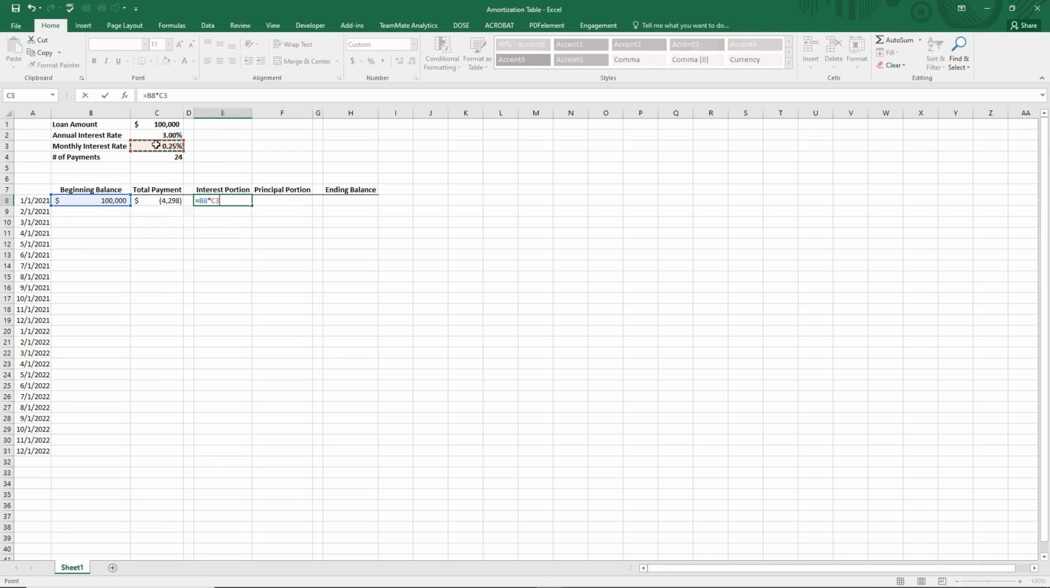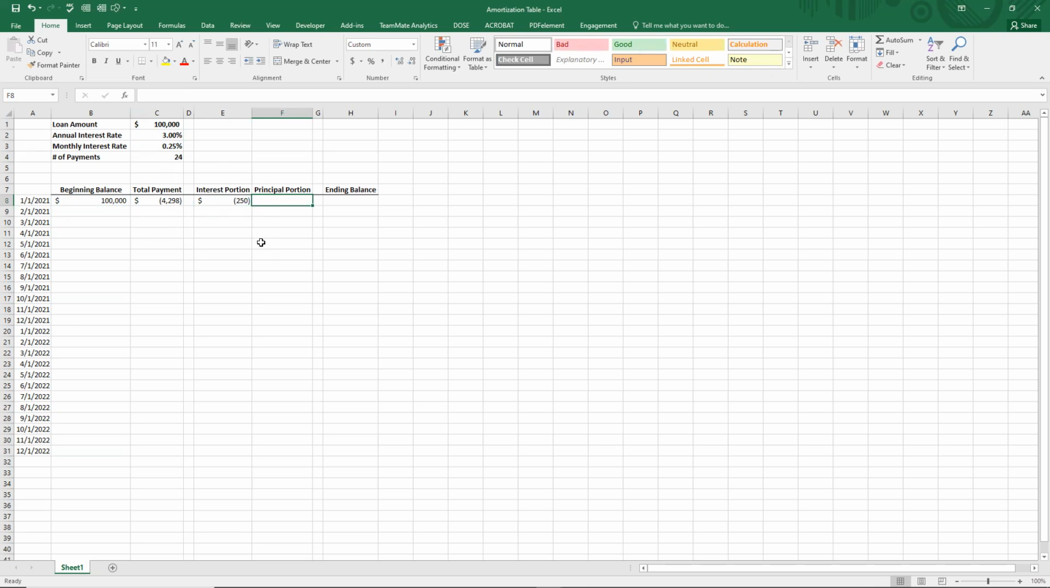Moving on to the interest portion of the payment, do equal sign, reference the beginning balance of $100,000 times the monthly interest rate of 0.25 above here. And I'm going to lock the monthly interest rate of 0.25, so later on, I can drag it all the way down. Another thing that I'm going to do, just so I can stay consistent with the plus and minus sign for total payments, is change the interest portion of $250 to a negative sign. Now we have a negative $4,298 total payments, as well as an interest portion that's $250.